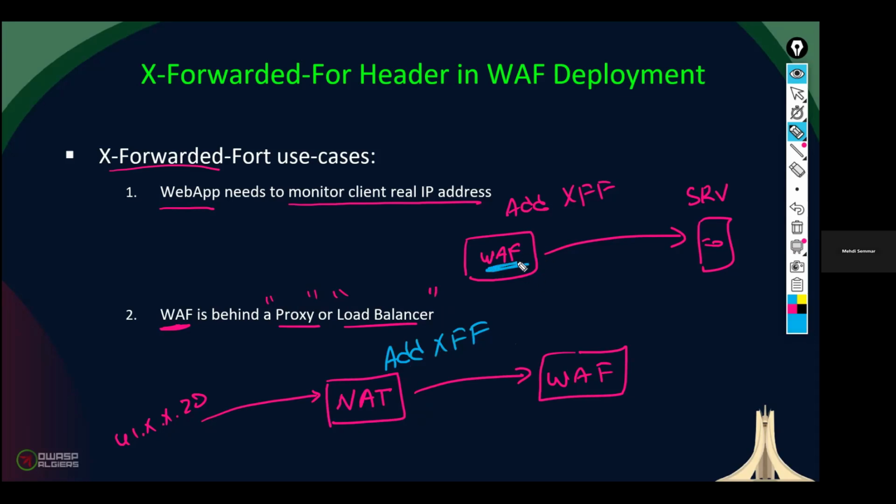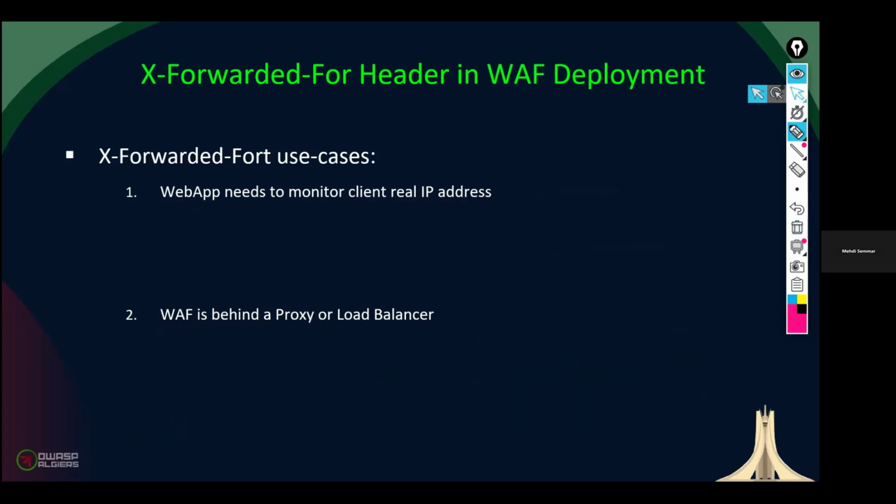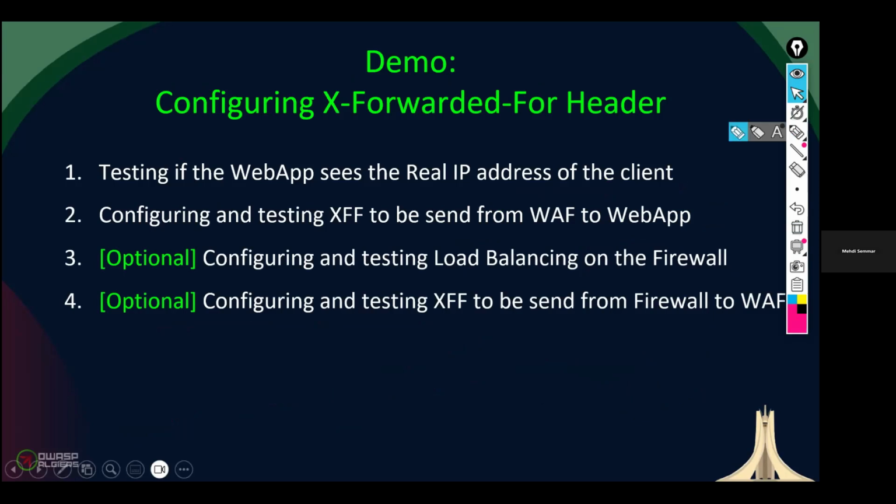So in the first use case, the WAF is the X-Forwarded-For writer. And in the second use case, the WAF is the X-Forwarded-For reader. In some situations, you find it doing both. You receive the X-Forwarded-For and you forward it to the backend at the same time. And this is exactly what we're going to do in the last demo.